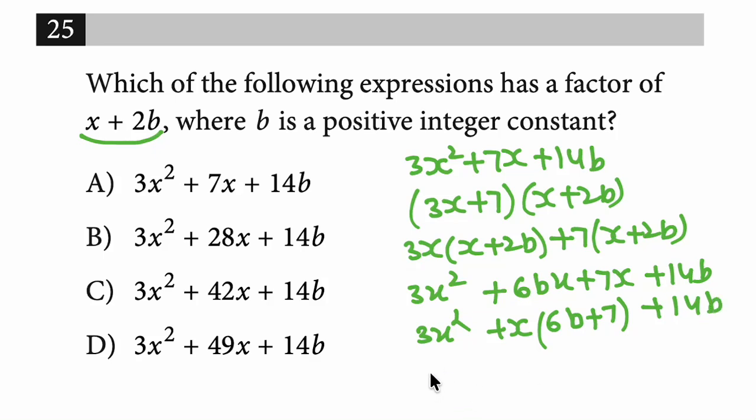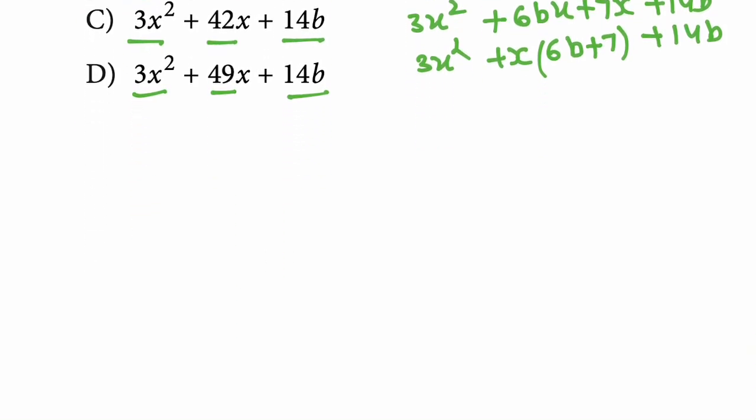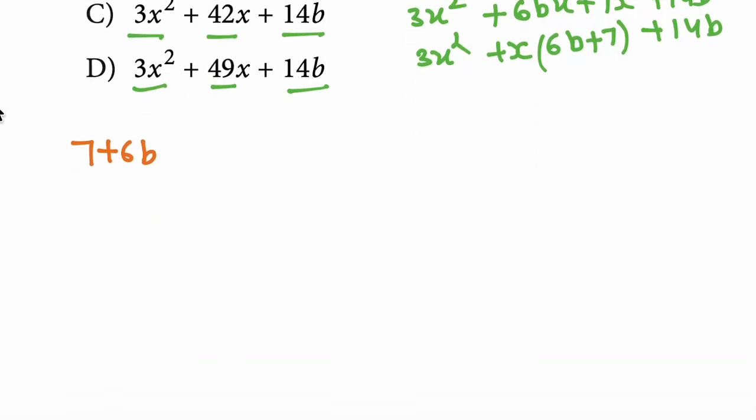Now, why have I done this? Because 14b is everywhere. 3x squared is also in all the expressions. Now this 7 plus 6b, or 6b plus 7, can be 7, 28, 42 or 49. So we have to check from the options which is the most suitable one for this. Okay, so 7 plus 6b can be equal to 7 or 28 or 42 or 49. Okay, let's write all of these.